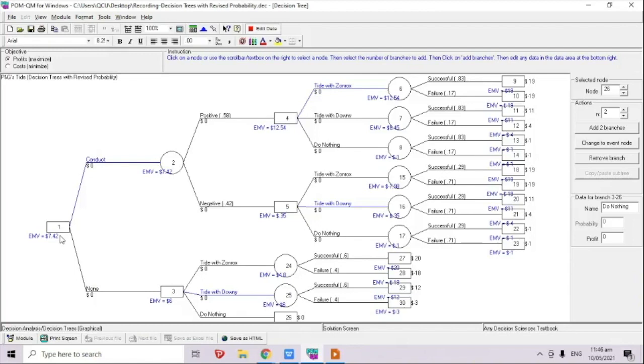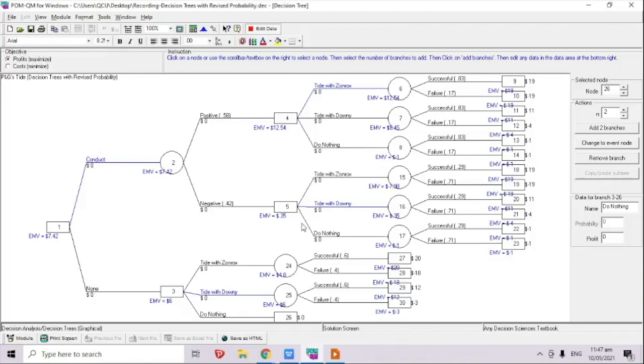If ever, ito po yung condition, if ever na ang result ng survey is positive, what they will launch? They will go into launch the Tide with Zonrox. Ayun yung naka-highlight, ayun yung naka-blue, since it is the maximum EMV with $12.54 or $12,540 na value. If ever naman na ang nangyari sa survey is nag-turn into negative, what should they do is to launch Tide with Downy, since this is the highlighted one, colored blue, with EMV of 0.35.